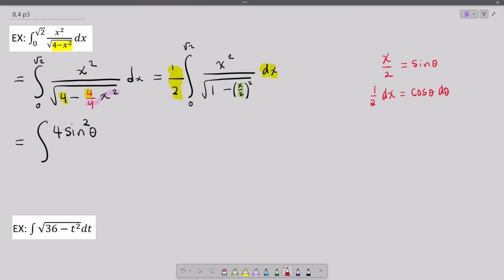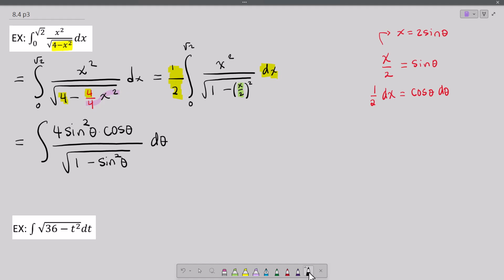So we did that by saying, oh, we could multiply both sides by 2 here. So then x squared is 4 sine squared. And then the 1/2 dx is cosine theta d theta. So we'll have cosine of theta d theta, which you can put in the numerator or you can put off to the side, doesn't really matter. Okay. So now, denominator. We are going to have 1 minus sine squared, because that's what we let x over 2 be.